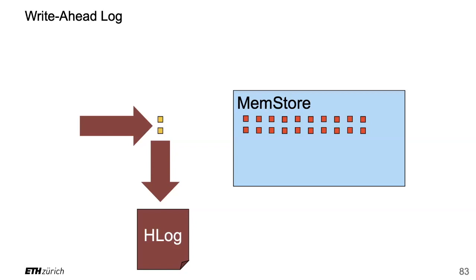If there is no problem and the computer doesn't crash, the Write-ahead log is totally useless. But if the machine crashes, then we are happy that we had it. Right? Because if the machine crashes and we lose the content of the mem store, we just reopen the HLog and replay the whole journal of writes.